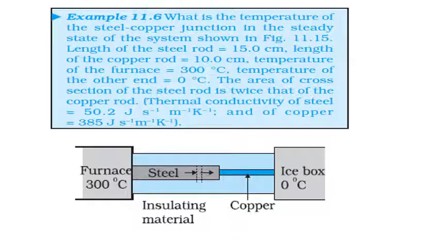Here is example 11.6 of your NCERT, and you have to calculate the temperature of the steel copper junction in the steady state of the system shown in the diagram. The length of the steel rod is 15 centimeter and of the copper rod is 10 centimeter, and the temperature of the furnace is 300 degrees Celsius and the other end temperature is 0 degrees Celsius. The area of cross section of the steel rod is twice that of the copper rod, and the thermal conductivities of steel and copper are given to you.